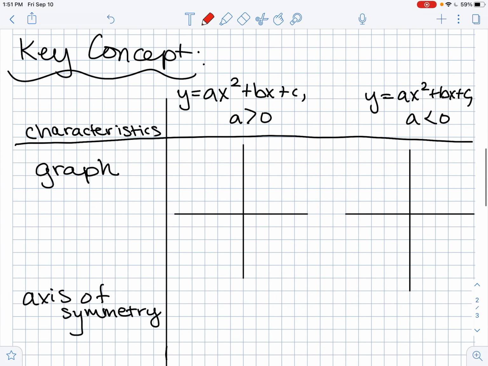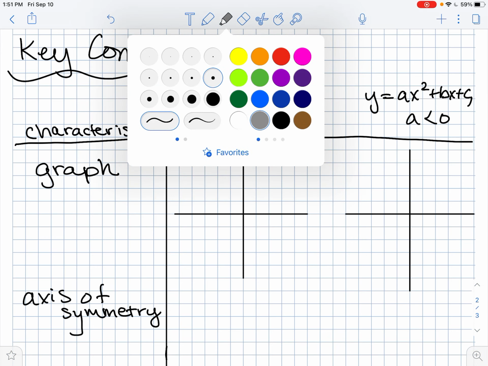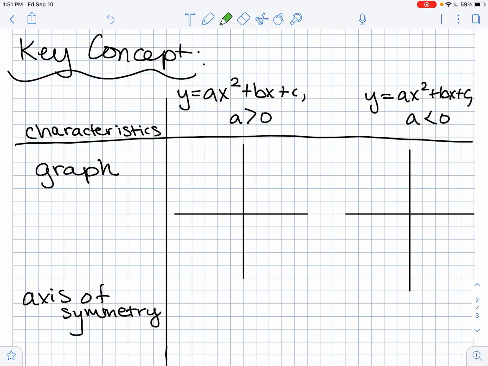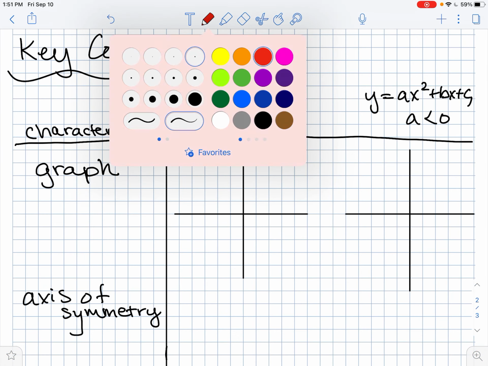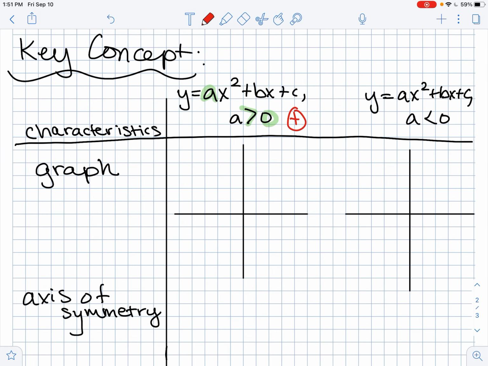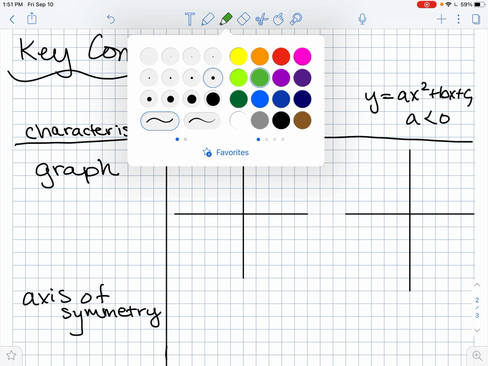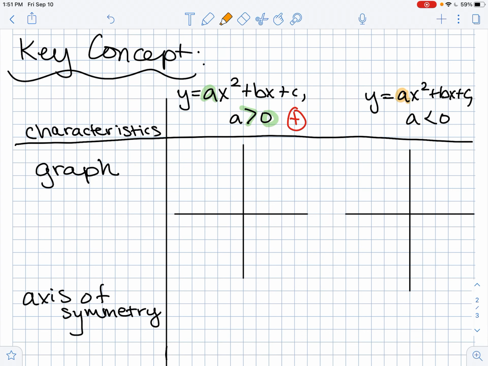So let's talk about our key concepts. We can see a couple of different things. We see that both of these are the general form. The difference is this a here is greater than 0, aka we call that positive. And this a here, in this case, is less than 0. Another way we call that is negative.